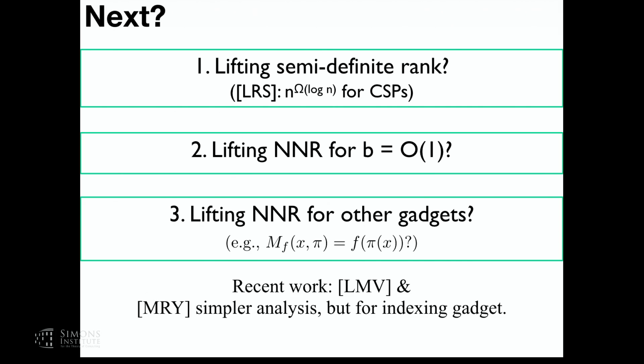Okay. And in a very recent work, Lee, myself, and Vidick, and Kothari, Raghavendra, and Yuen found a simpler analysis of the theorems that I mentioned, the lifting theorem for non-negative rank, but that's for the indexing gadget. It's kind of an asymmetric gadget, but you can get the same results for CSPs as we did using a much simpler analysis. Okay. Thank you.